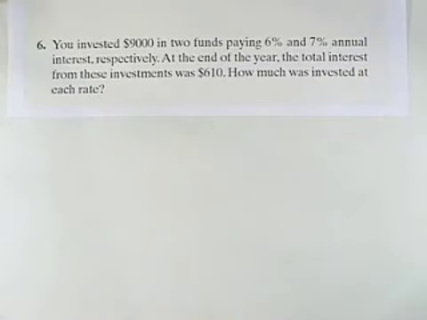You invested $9,000 in two funds paying 6% and 7% annual interest, respectively. At the end of the year, the total interest from these investments was $610. How much was invested at each rate?